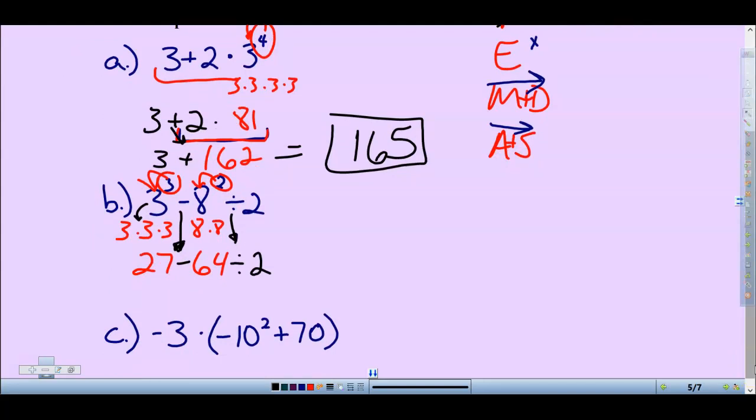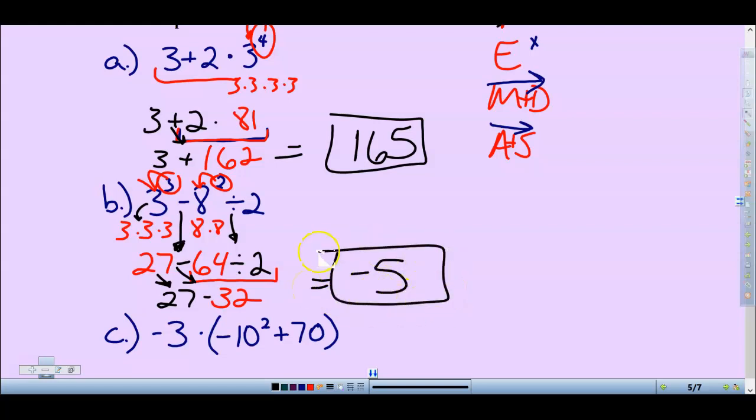Now we're done with those exponents, so multiplication and division from left to right. We've got this 64 divided by 2 and 64 divided by 2. That's going to give us 32. Drop everything else down. And then we end up with 27 minus 32. Yes, it's going to be a negative. That is okay. It happens. It's negative 5. Okay. Yay!